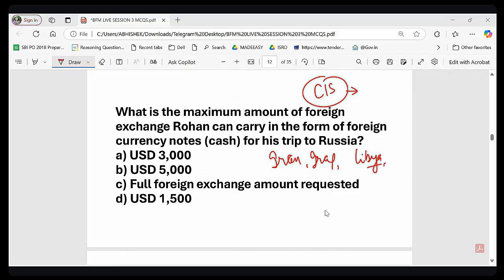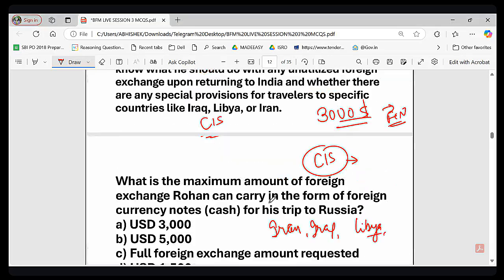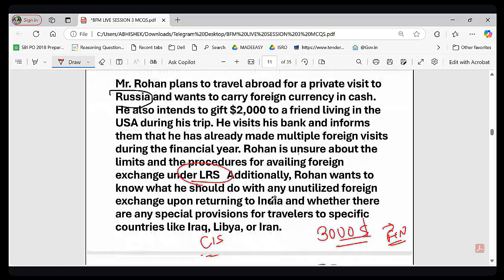Now, let's not stop there. Rohan has another query. One more question can be framed from this particular case study. The question can be that what should he do with any unutilized foreign exchange when he returned to India? It's clearly written.